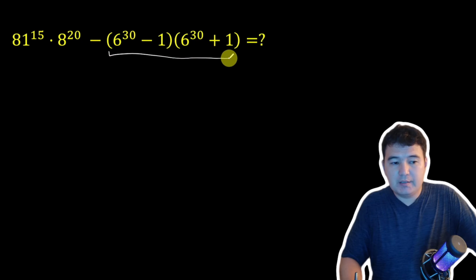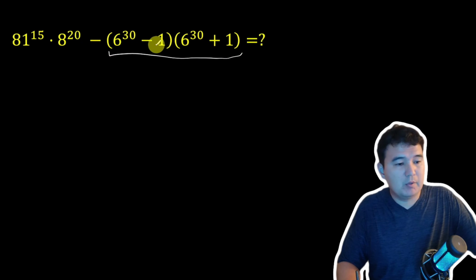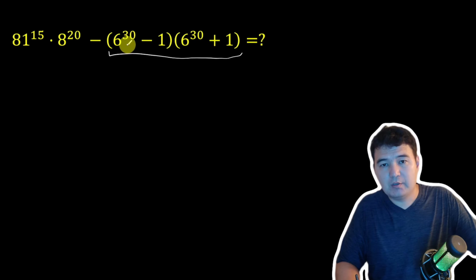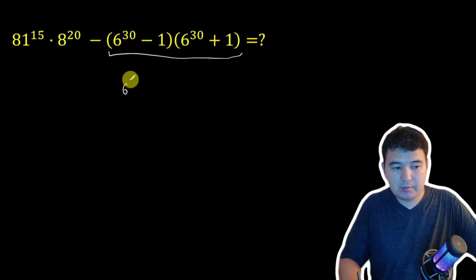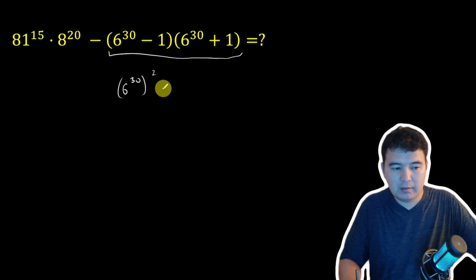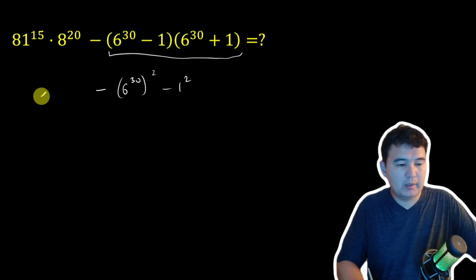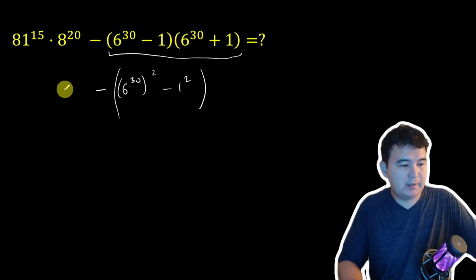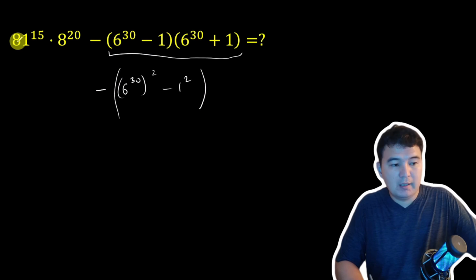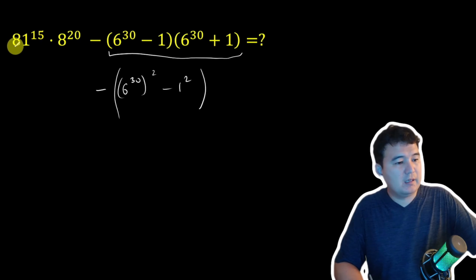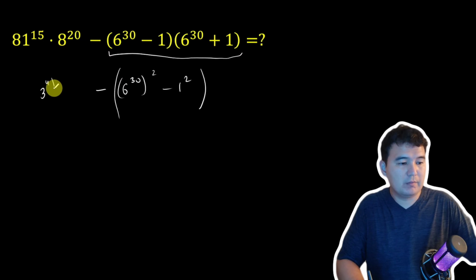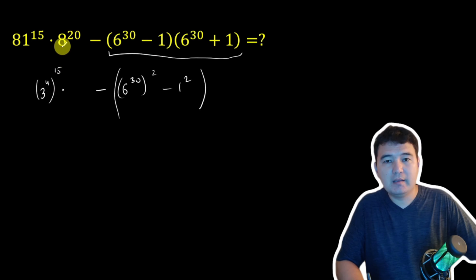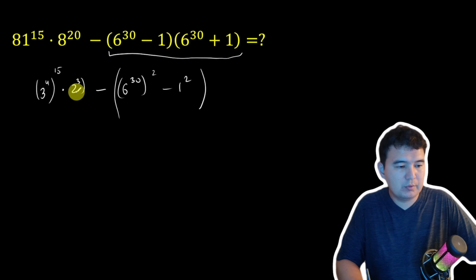Here, let's open the parentheses first. Instead of doing the FOIL, I'm going to use the a squared minus b squared formula, the difference of squares. So this is going to be 6 to the power 30 squared minus 1 squared. Let's put a big parenthesis because we are subtracting everything: 81 to the power 15. Remember that 81 is 3 to the power 4, so let me write it as 3 to the power 4, to the 15. And 8 to the power 20. 8 is 2 cubed, so 2 cubed to the power 20.